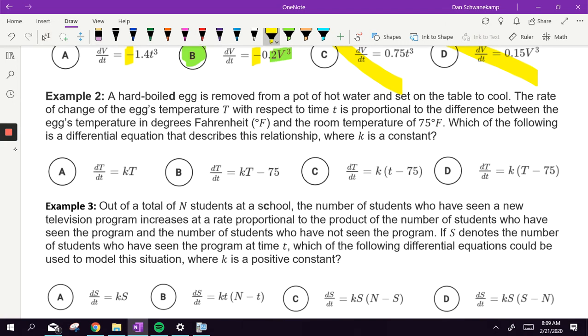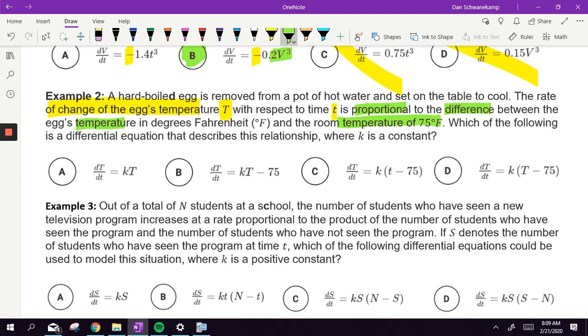A hard-boiled egg is removed from a pot of hot water and set on the table to cool. The rate of change of the egg's temperature T with respect to time t. So this is annoying, probably the most annoying thing about this. They use capital T to represent temperature and lowercase t to represent time. And the room temperature is 75 degrees. Which of the following is a differential equation that describes a relationship where K is constant? It says it's proportional to the difference between the egg's temperature and the room's temperature. So proportional, that means K, times the difference between egg temperature and room temperature.